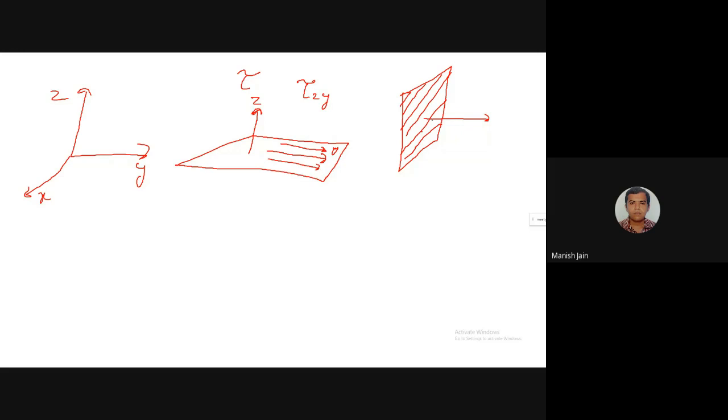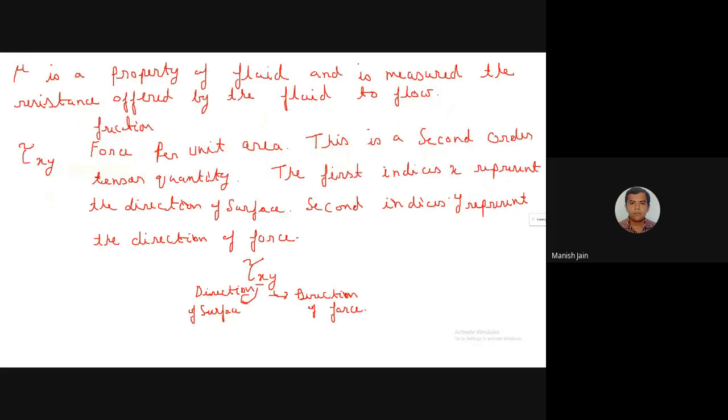If in this case the direction of surface is y, and fluid is flowing in this direction, so the direction of force is x. So in this case you have tau yx. The first index represents the direction of the surface, the second index represents the direction of force. In this way we have to define the shear stress. The SI unit of shear stress is newton per meter square, force per unit area.